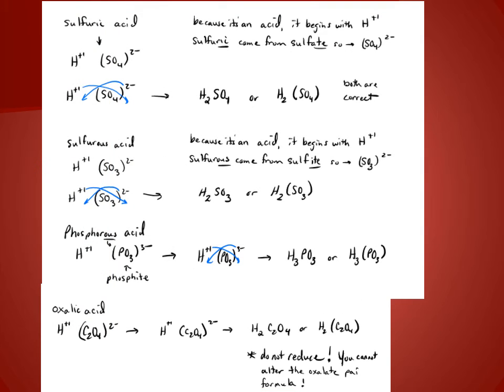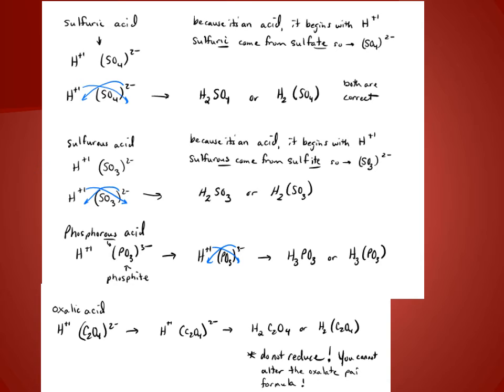Okay, up here at the top, sulfuric acid. Now I have a name and I want to go to a formula, so let's see what we know. Because it's an acid, it begins with hydrogen with a positive 1 charge, right? So down here, H1 positive. Sulfuric came from sulfate, so SO4 2 minus. I just dropped that down here, SO4 2 minus. Positive 1, negative 2, they do not cancel, so I crisscross. That gives me a formula of H2SO4.